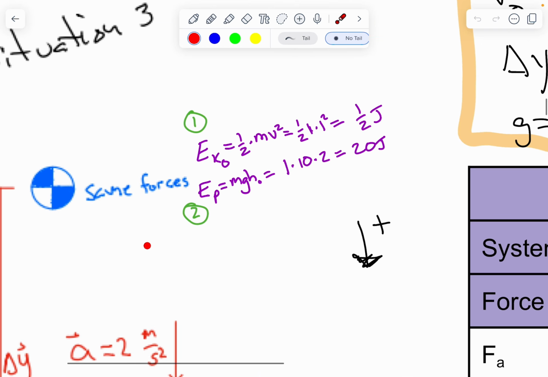Basically, I'm just applying our equations of energy. We have the mechanical energy of kinetic energy here. It's 1/2 mv squared. So I calculate out 1/2 joule. Potential energy is calculated with mgh. These are the values that we were given. So we get 20 joules of potential energy.